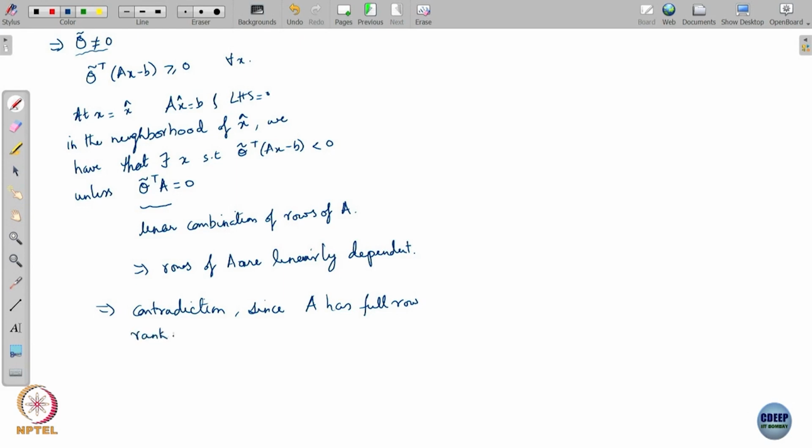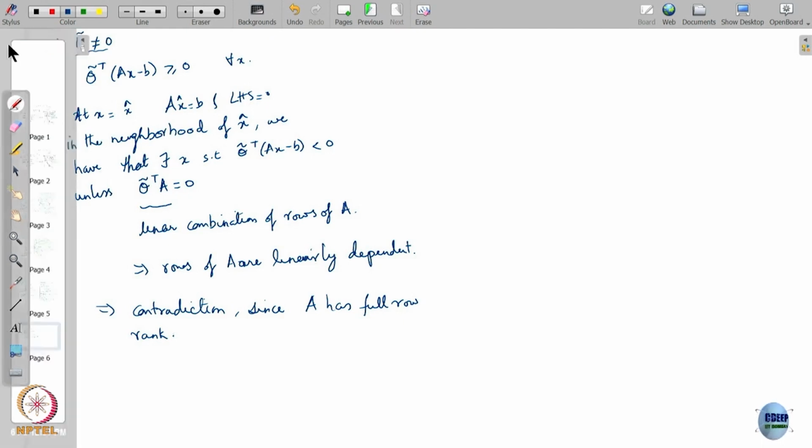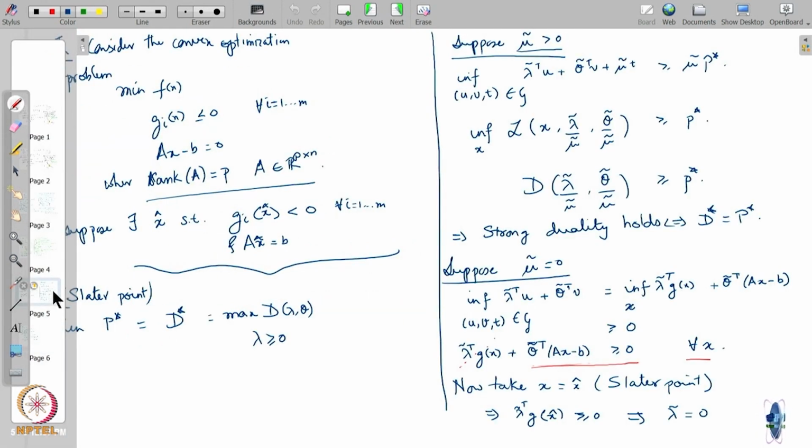So the only way this is possible is that A has linearly dependent rows, but we assume that A is full row rank. The problem we are starting with is one where A has full row rank, which means that this is also not possible. So what does this mean? It means that this case where we said suppose mu is equal to 0, this case is not possible.